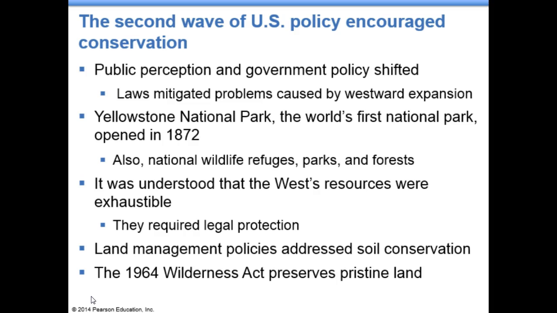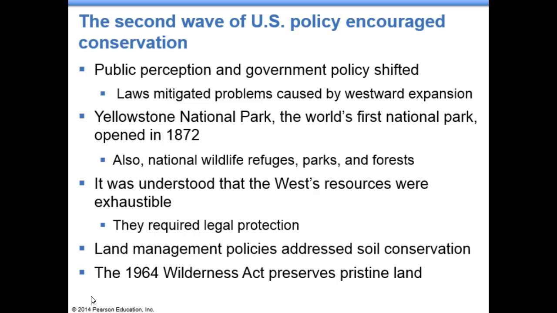In 1872, Congress designated Yellowstone as the world's first national park. In 1891, Congress authorized the president to create forest reserves in order to prevent overharvesting and to protect forested watersheds. In 1903, President Theodore Roosevelt created the first national wildlife refuge, and these acts enabled the creation of a national park system, national forest system, and a national wildlife refuge system that still stand as global models today. These developments reflected a new understanding that the West's resources were exhaustible and required legal protection.